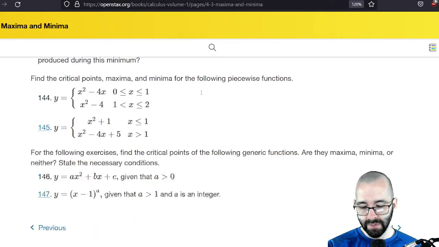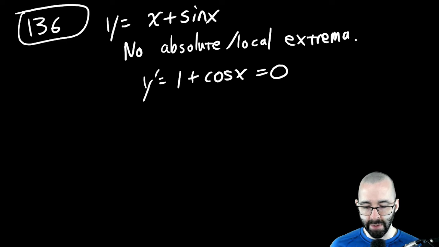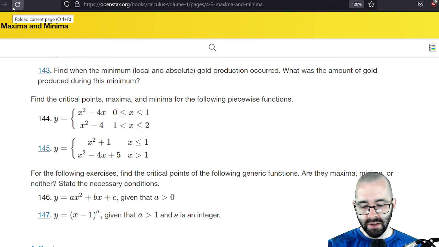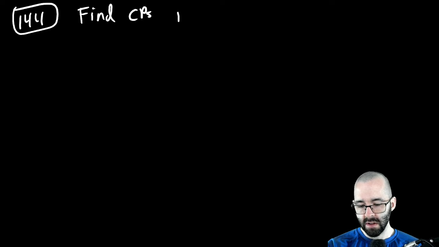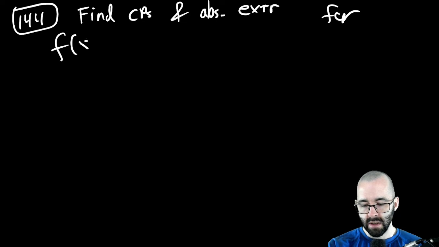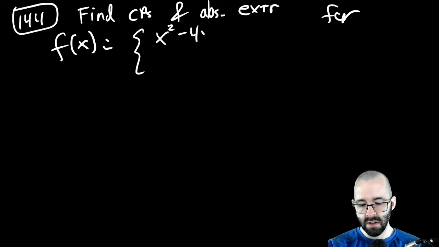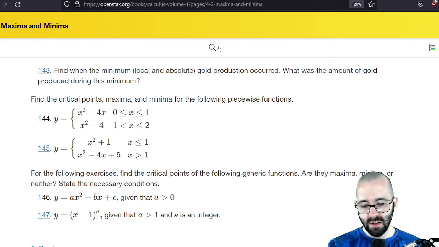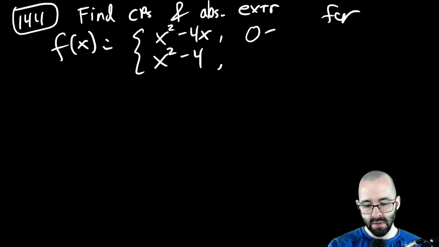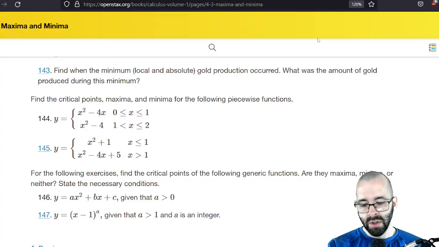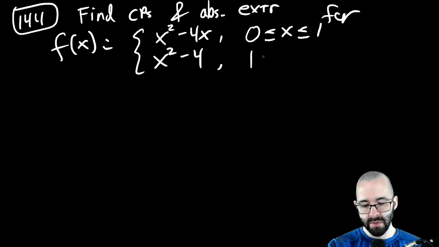Let's end with 144. I think 144 is going to be a good one. Find the critical points and absolute extrema for the following. And our function is a piecewise function, x squared minus 4x and x squared minus 4. We use the top piece when x is between 0 and 1. We use the bottom piece if x is between 1 and 2.